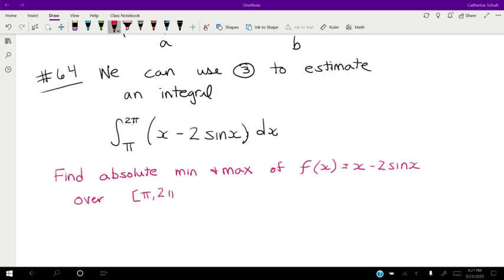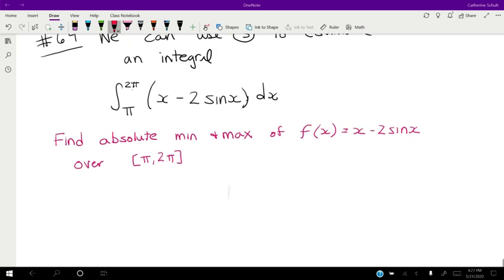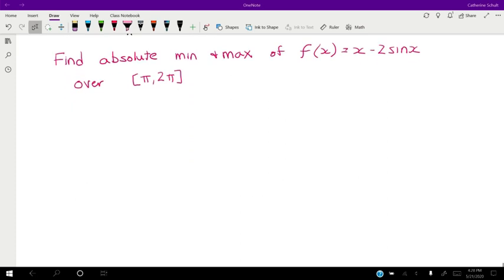So we have to go back a chapter. We have to remember, how do we find the absolute min and max? Well, we find the critical values, the critical numbers, excuse me, and we test all the critical numbers and we test the endpoints. Okay, so that's our strategy. We're going to find and test the critical numbers and test the endpoints.